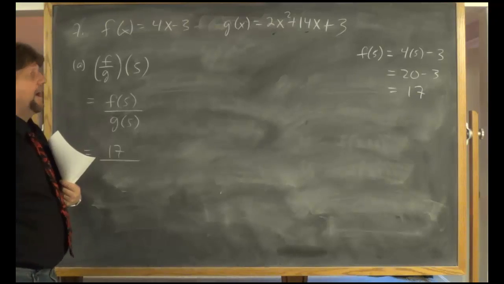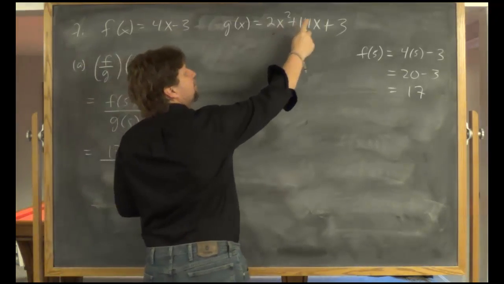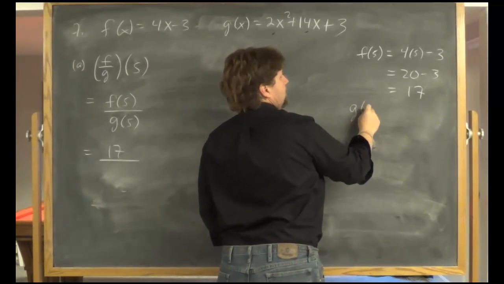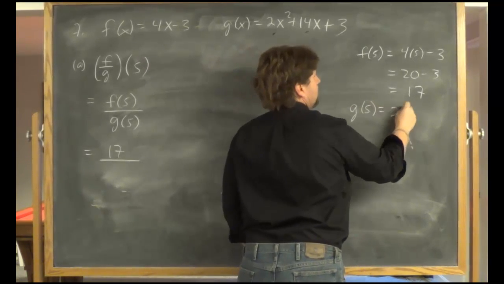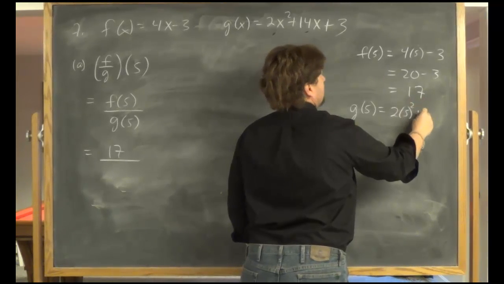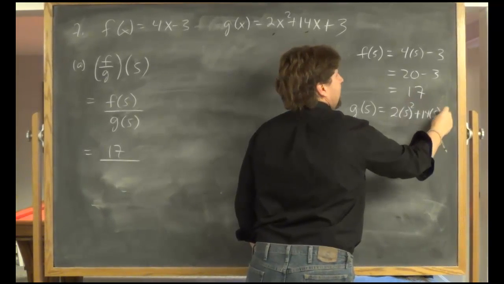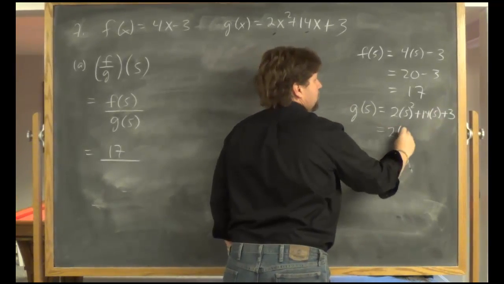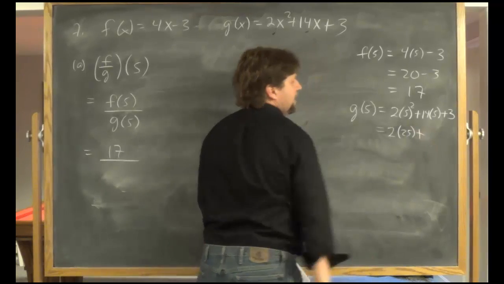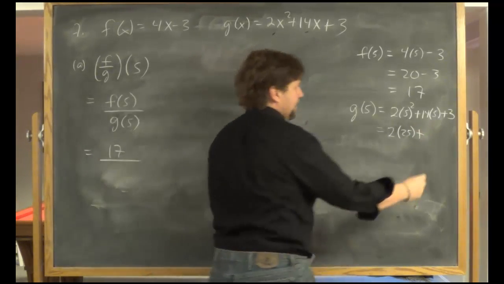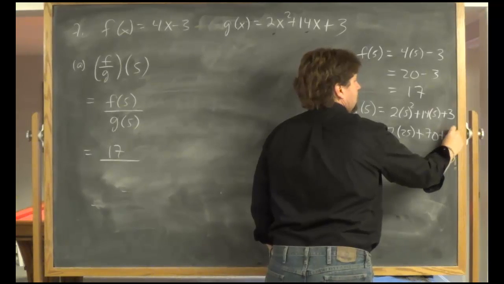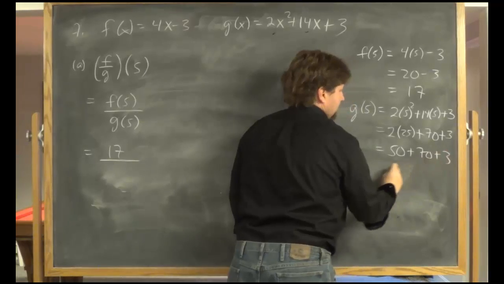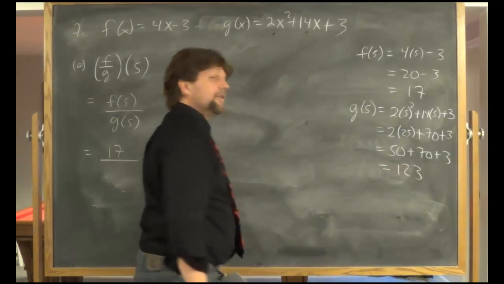To get g of 5, you'll toss 5 in for the x's in function g. So let me do that right here. G of 5 would be 2 times 5 squared plus 14 times 5 plus 3. So that's 2 times 25 plus 14 times 5, that's 70, plus 3. So 50 plus 70 plus 3 should give you 123.